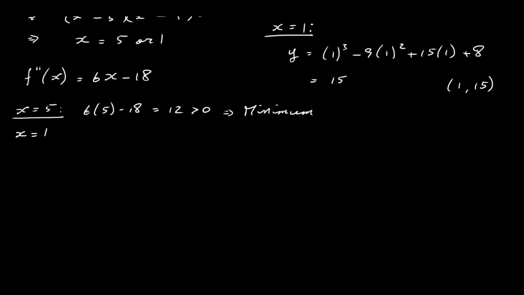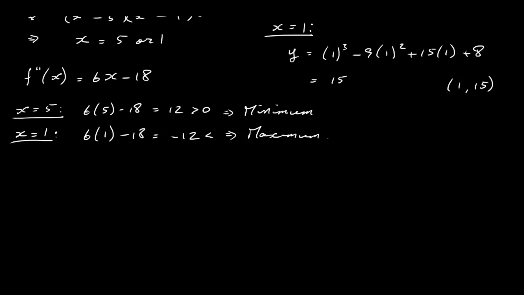If x is equal to 1, we put that in, and we will get 6 times 1 minus 18. That gives us minus 12, which is negative. So that means we're talking about a local maximum. Okay, so that was just to confirm what we kind of already knew, if you like.